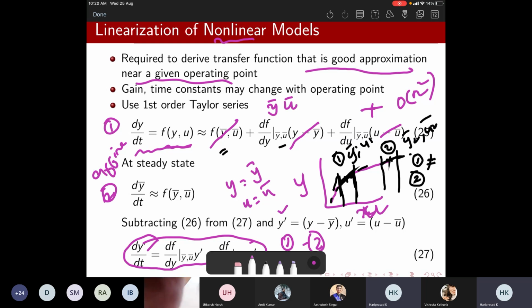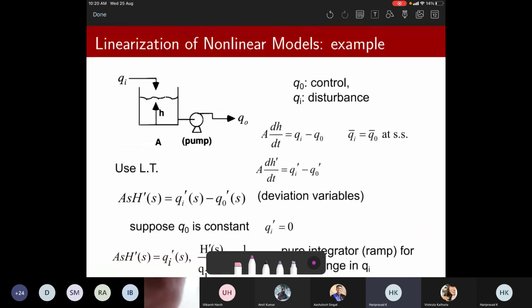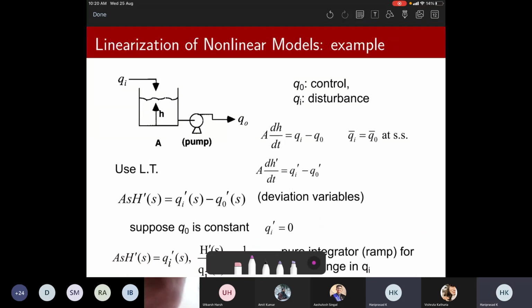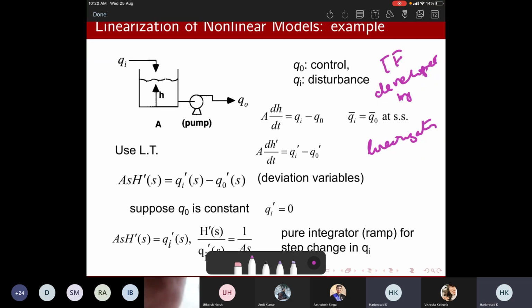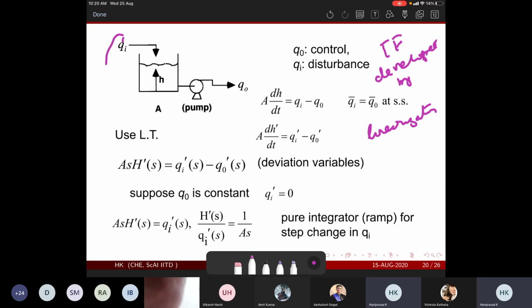Okay. So now next what we are going to do is look at some examples of how you do it in real time. Maybe in the next few slides, how do you develop a transfer function by linearization. This is our objective. So first, let us look at a case where the system is linear and not nonlinear. This is the simple system that we are going to look at.